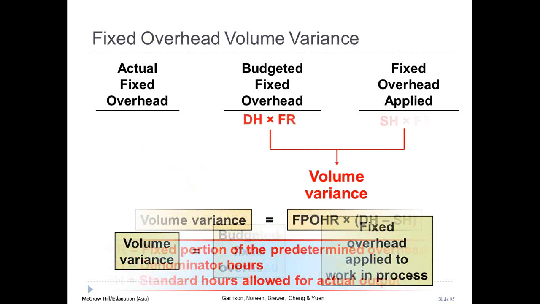The volume variance can also be computed by multiplying the fixed portion of the predetermined overhead rate times the difference between denominator hours and standard hours. The equation on the prior slide and this equation result in identical answers. Both variance computations will be demonstrated in the forthcoming example.